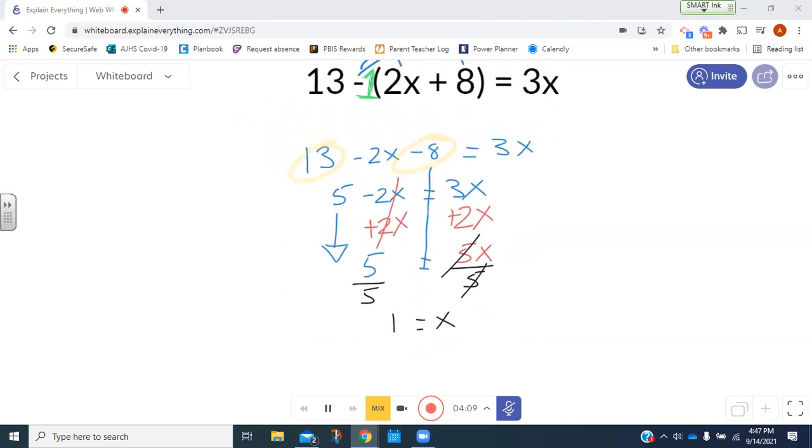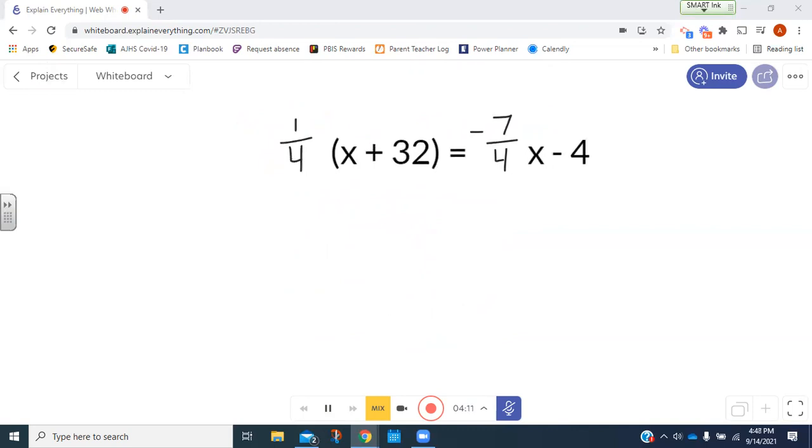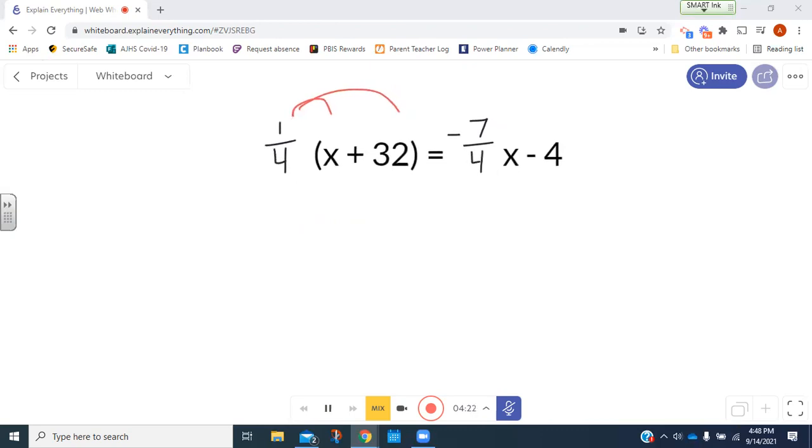Okay, let's take a look at one more. Here we have the distributive property still, but we're dealing with fractions now. So just like you would normally, let's go ahead and distribute whatever's in front of the parentheses through to everything that's there. So in this case, 1/4 times x is still 1/4 x. And 1/4 times 32 is 32 over 4, but we know that 32 divided by 4 is just 8. So I'm just going to write 8. Okay, and on the right side, this is still equals to -7 over 4 x minus 4.